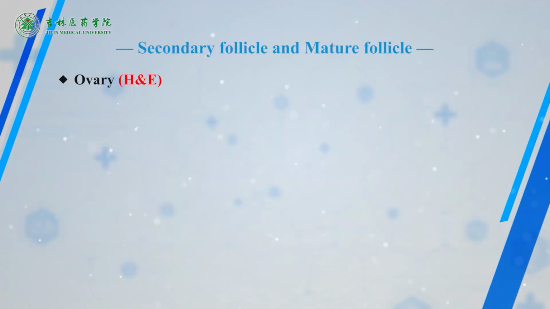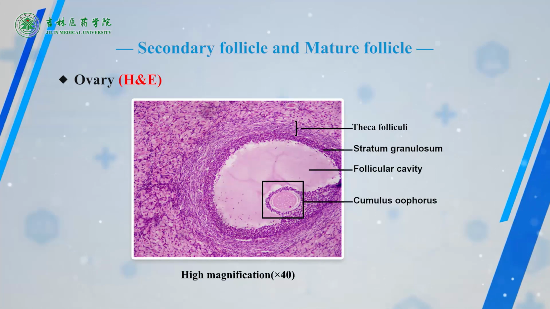The fourth slide, mature follicle. Mature follicle is the largest follicle and contains more follicular fluid. It often protrudes into the surface of the ovary. The mature follicle is scarcely found on the section.